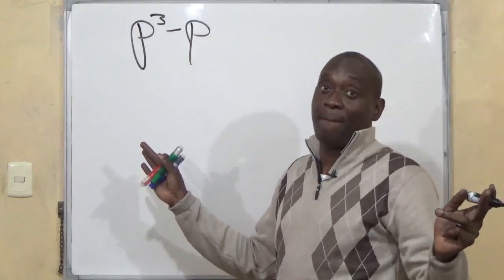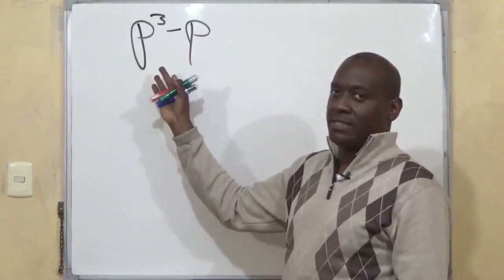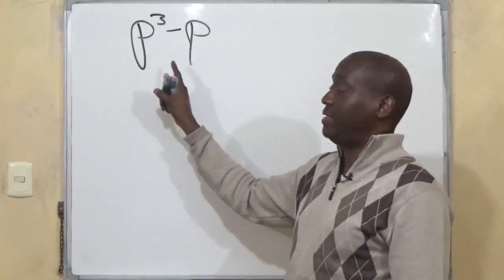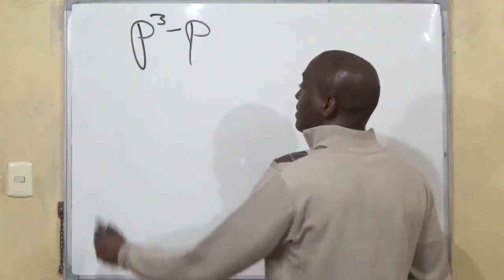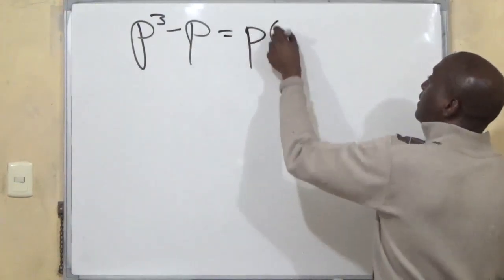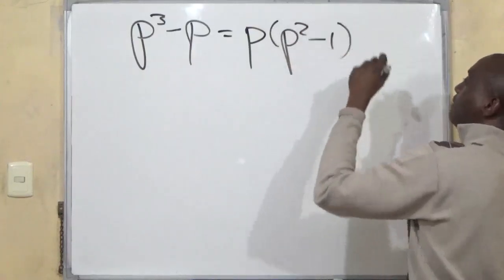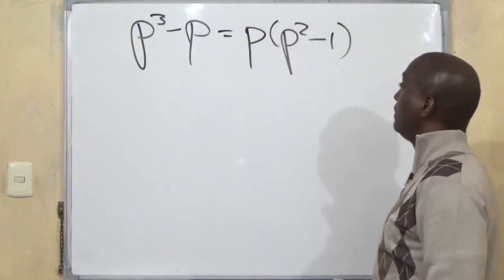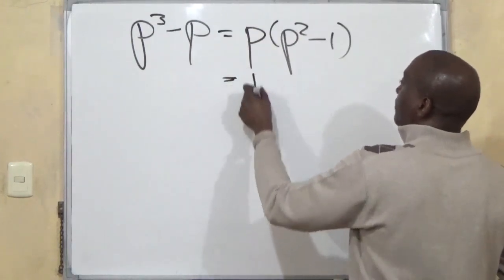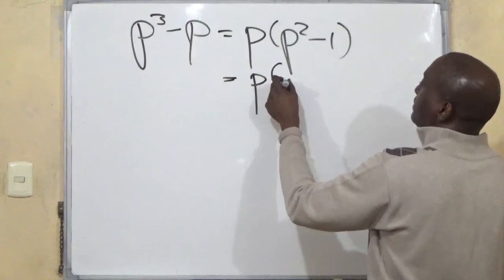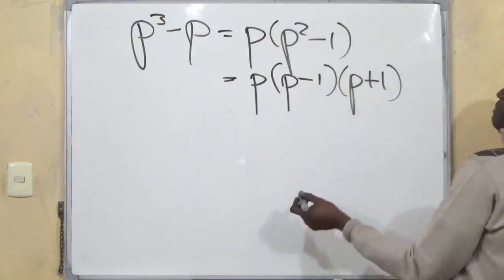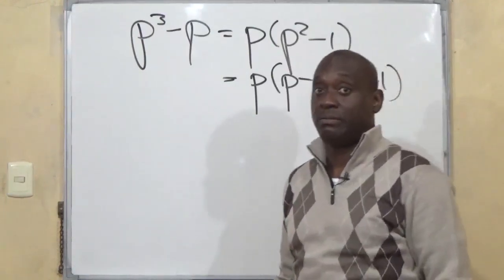No problem. You have nothing there that suggests a difference of two squares. However, you have a univariate binomial. The variable is p. So you say, alright, that is equal to p into p squared minus 1. You take out the p, and you have p squared minus 1 inside the bracket. And then you go from p into p squared minus 1 to p into p minus 1 into p plus 1. Simple dimple, you know.